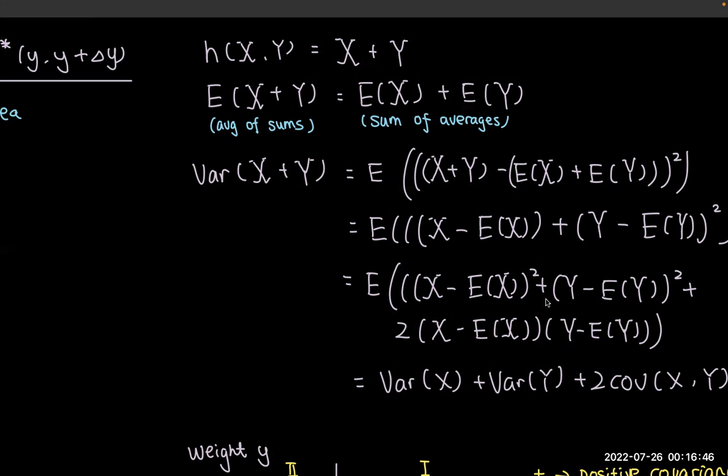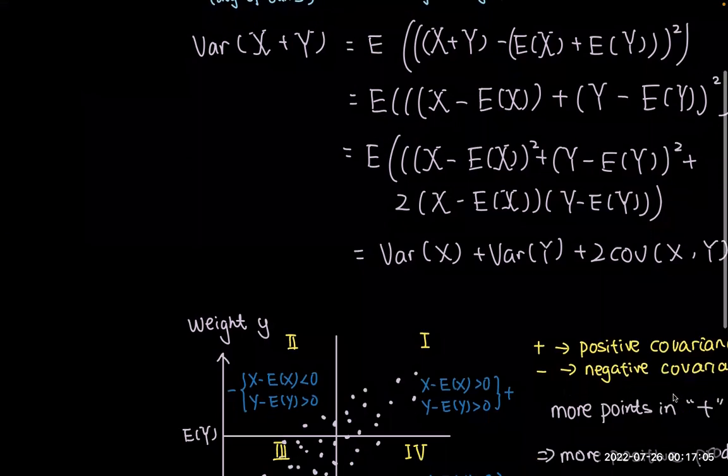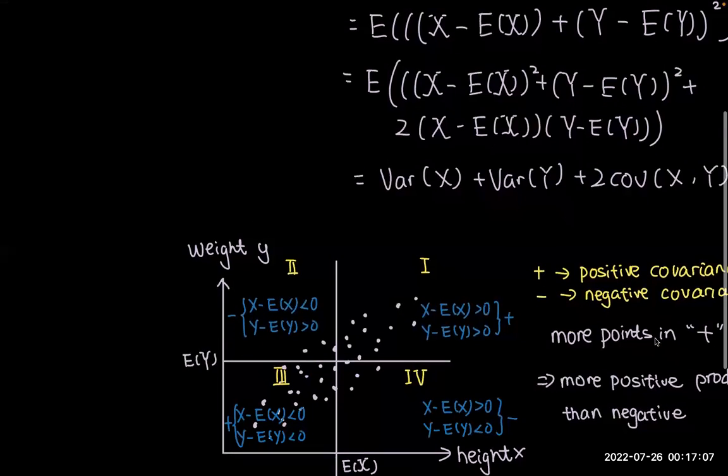We know that the expectation of the first one, the population average of x minus EX squared, is the variance of x, and the expectation of y minus EY squared becomes the variance of y. For the expectation of the last one, we need a new notation: 2 times the covariance of x and y, where the covariance of x and y is defined as the expectation of x minus EX times y minus EY. So we want to know how x and y change together.